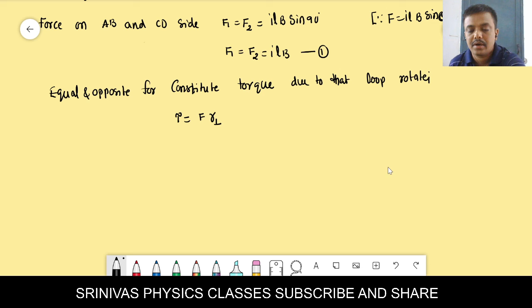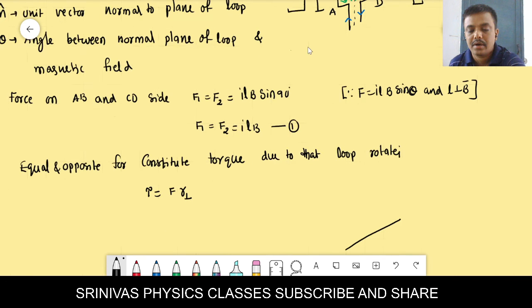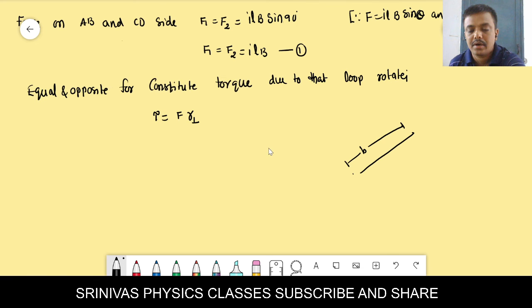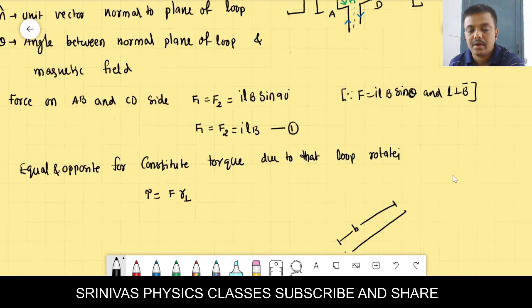Let us redraw the diagram now. Here you see ABCD is the rectangular coil. This point I am going to draw here. This line is the breadth. Listen very carefully, very important topic. This is the breadth. What I am drawing here, you remember this line. This line is equal to the breadth.